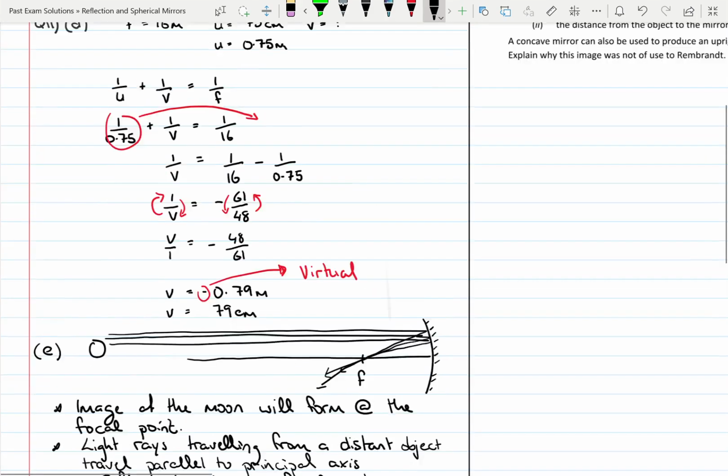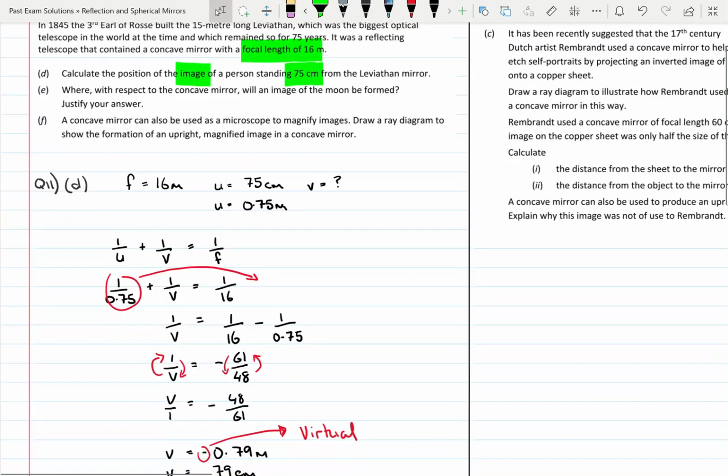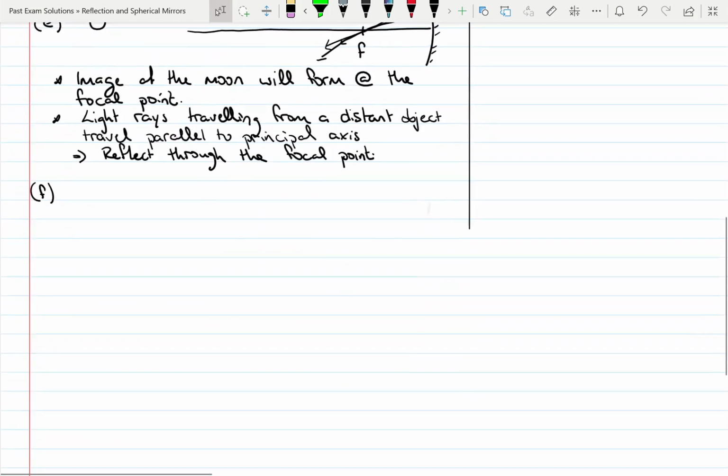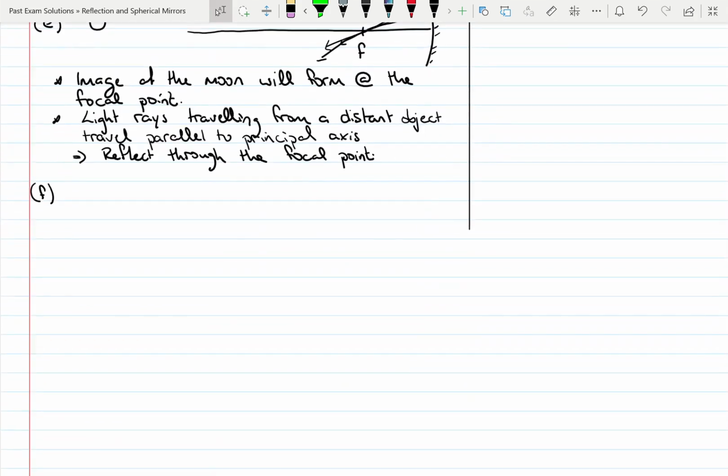Now, part F. So, we've got a concave mirror, can also be used as a microscope to magnify images. Draw a ray diagram to show the formation of an upright magnified image in a concave mirror. Okay, so this is our diagram, guys. Need to be familiar with drawing these.